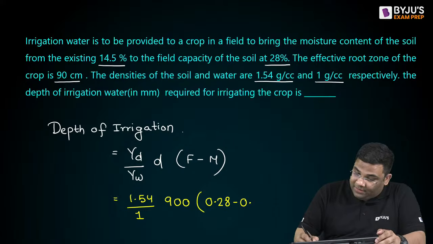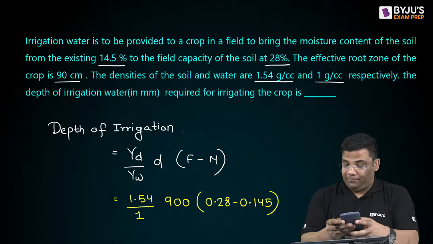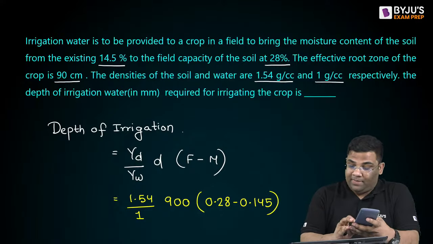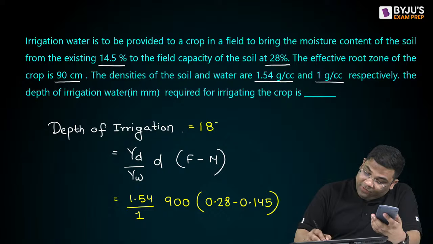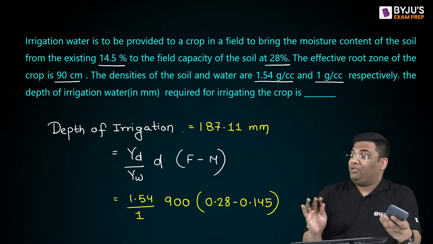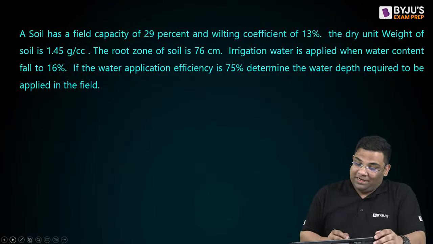In decimal. Yes. So when I'm using this, let us see what I'm getting. 0.28 minus 0.145 into 900 into 1.54. I'm getting a value of 187.11 mm. So this is a very straightforward question. Let us complicate things.